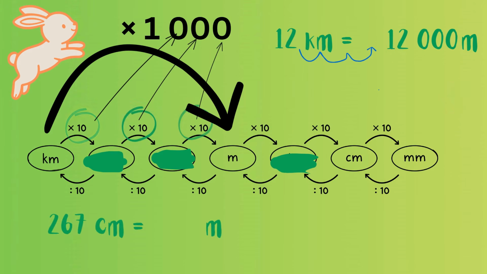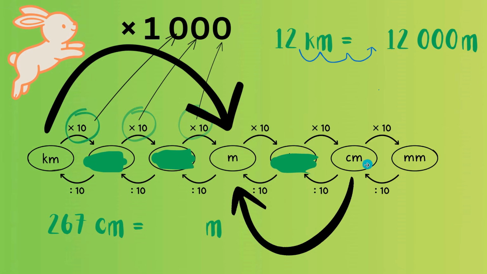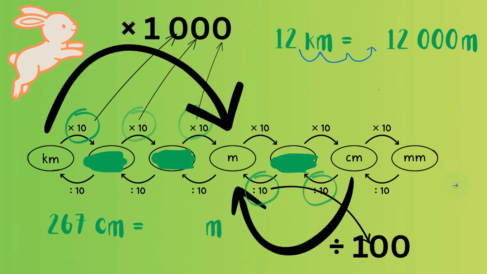Let's have a look at another one. 267 centimeters. Convert that to meters. We are jumping from centimeters to meters. How many units? 1, 2 units. It's 2 jumps. For every 10 that you divide with, it now becomes 1, 2 tens to divide with. So in other words, we divide with 100. The 100 comes from the 1 and 0 from each of the tens.